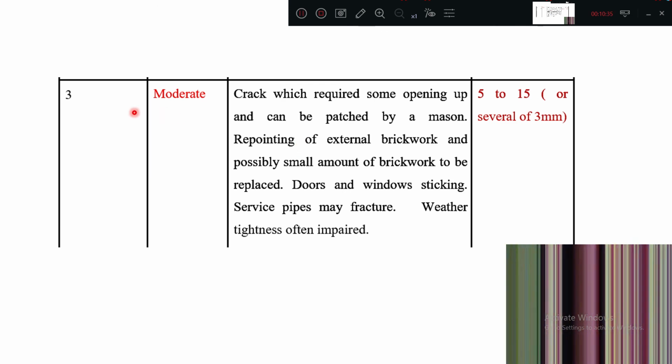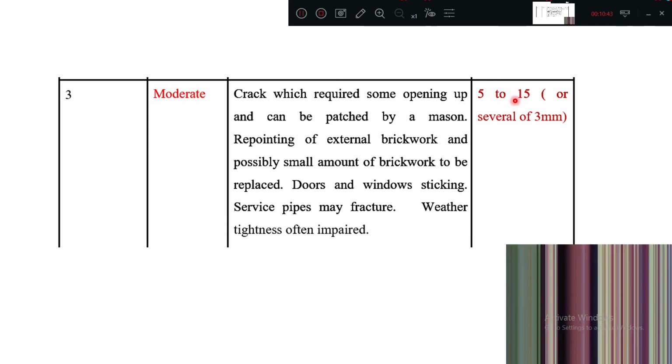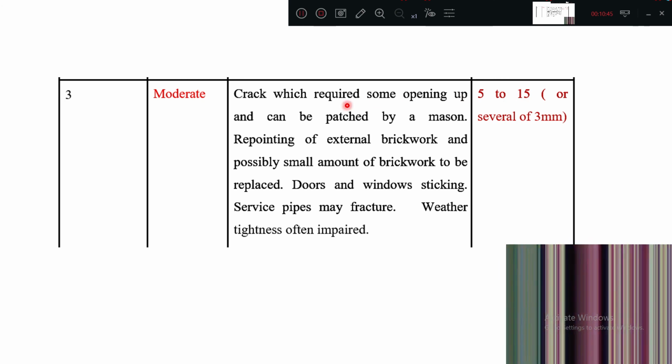The next category is called moderate. Here the width of the crack is 5 to 15 mm. Cracks like this require some opening up, meaning when you want to fill it, you cannot apply wall putty directly on the crack. You should open up the crack a little more, and it can be patched by a mason, with repointing work of the external brickwork, possibly replacing a small amount of brickwork. One or two bricks can be replaced and new brickwork made.